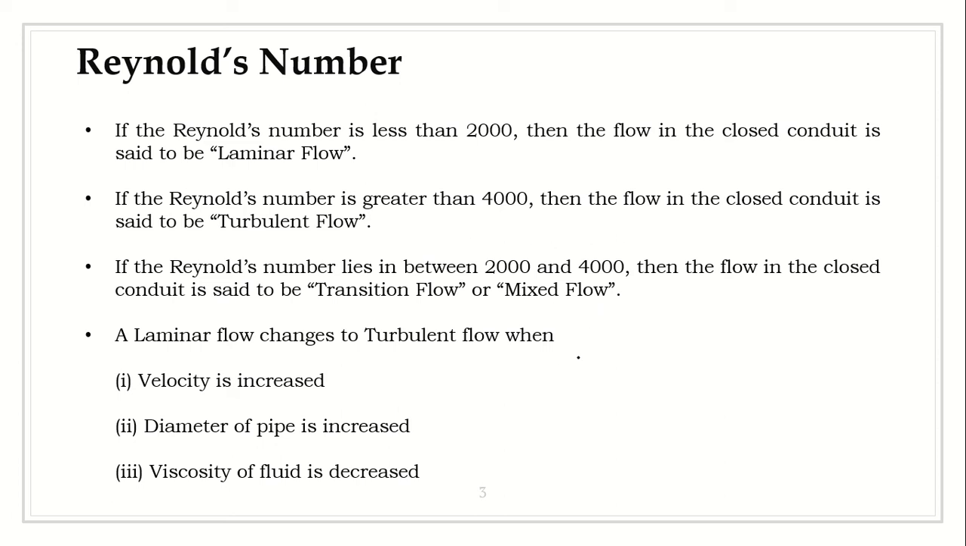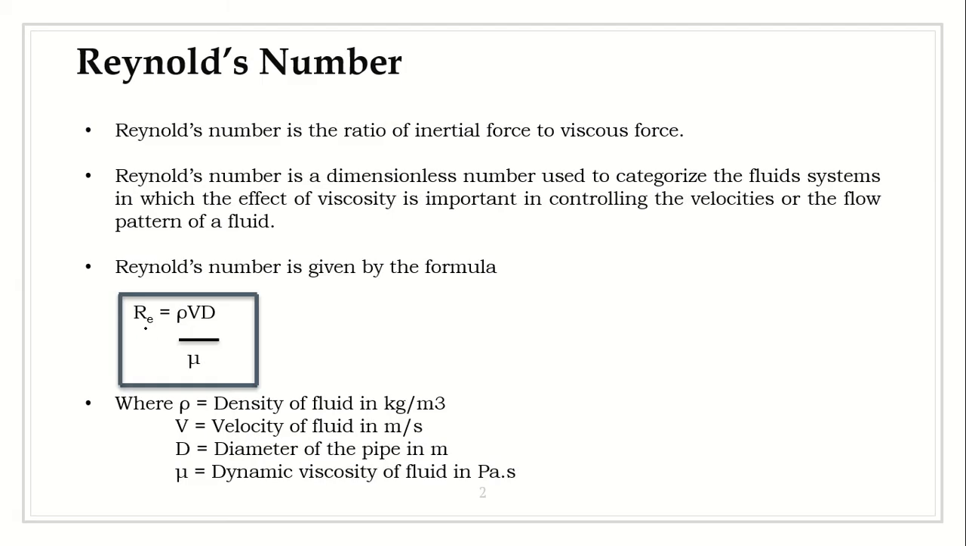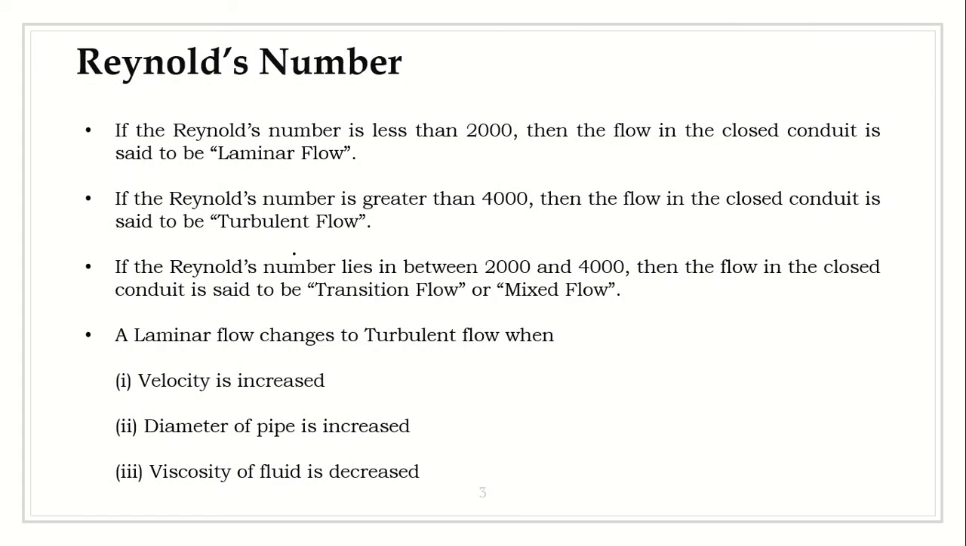If you take the same classification in an open channel, then our formula of Reynolds number will turn to rho v r by mu, where r is the hydraulic radius given by the formula A by P, area by wetted perimeter. If Reynolds number is less than 500, then it will be laminar flow. If Reynolds number is greater than 2000, then it will be turbulent flow. If Reynolds number lies between 500 and 2000, then it will be a transition flow. So the values of these benchmarks are different for a pipe flow and for an open channel.